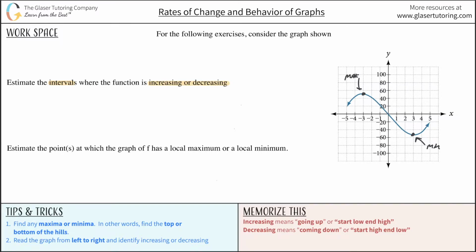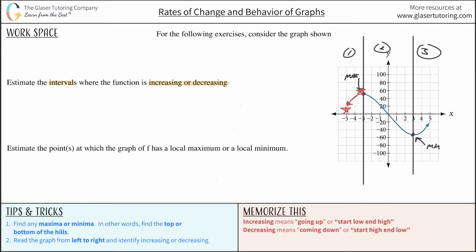Now, after you identify the mins and maxes, draw a vertical line through them. What this helps do is break the graph up into three important sections in this problem. First, we're going to analyze to the left, then in the middle, and then to the right. So I'm only concerned right now about this particular section right here. In order to identify whether this graph is increasing or decreasing over this interval, I'm going to read the graph from left to right, starting on the leftmost side of this line and going all the way over to the rightmost side.